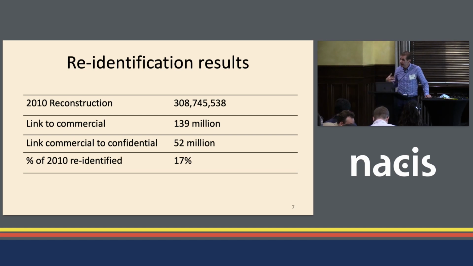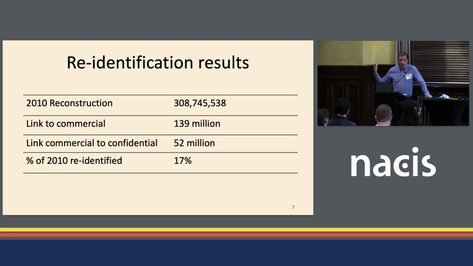So they take those links behind the firewall and they link these commercial records to the confidential data on block, age, and sex again. And because they have the names from both the commercial data set and the confidential data, they can figure out how many of those people they've identified, right? So they have these putative matches in the commercial to reconstructed data. They can then confirm those putative matches behind the firewall.